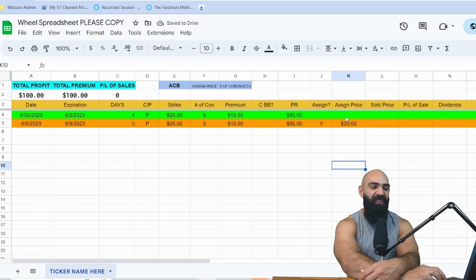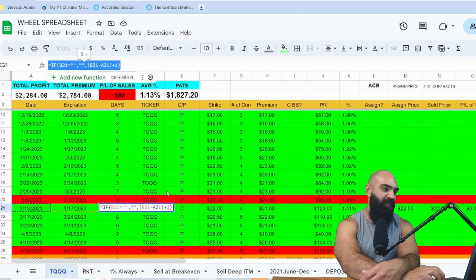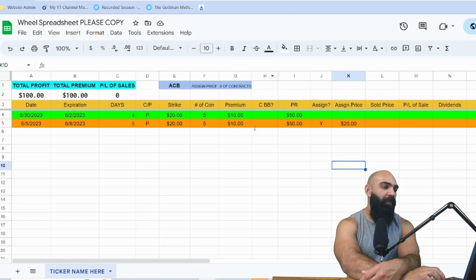So green means I didn't get assigned. I'm going to make it orange so you guys can read it easier. Typically, I do red, as you can see in my other spreadsheet, but color code it your way. So now I know I own these stocks at $20. I got assigned at $20.